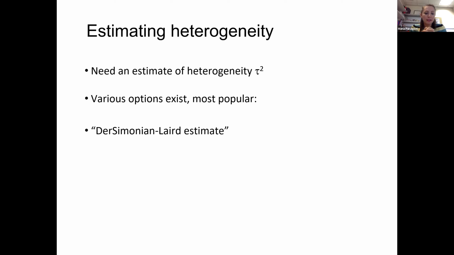So, I mean, there are also different ways of calculating heterogeneity. The most common one is the DerSimonian-Laird estimate. And you will see that very often when you see the meta-analysis reported in the synthesis approach.